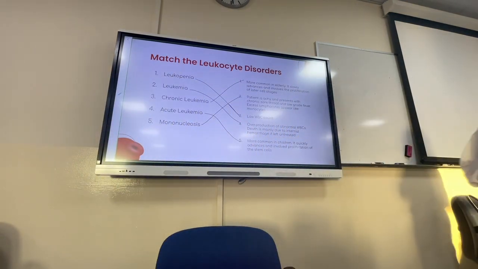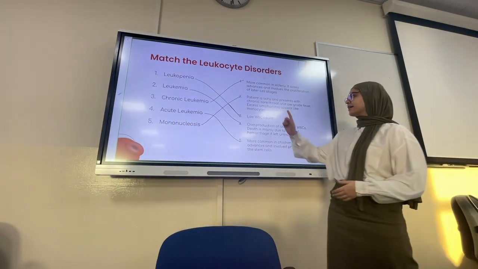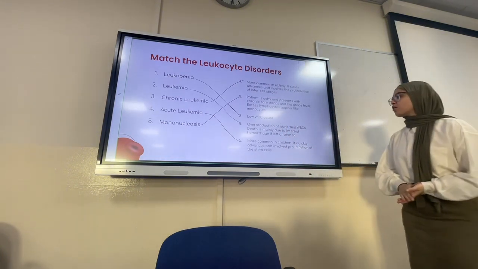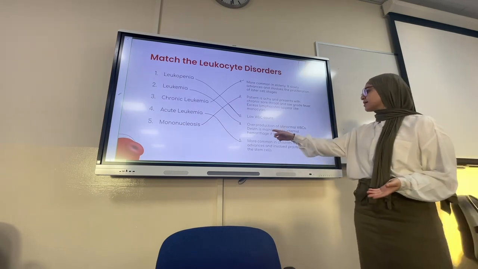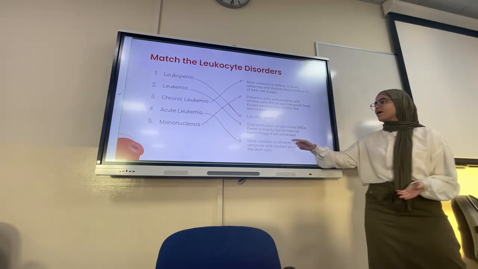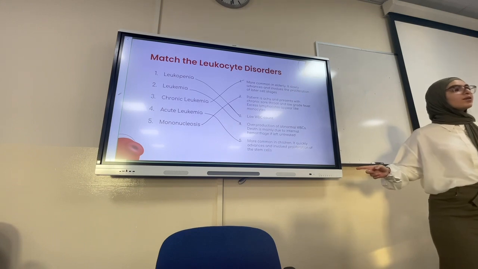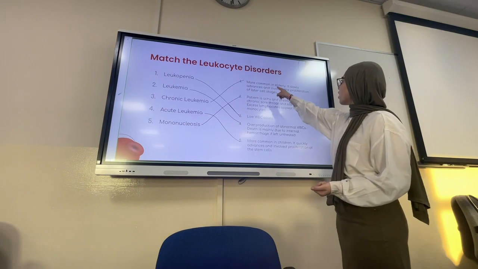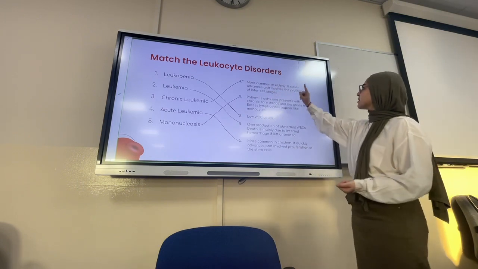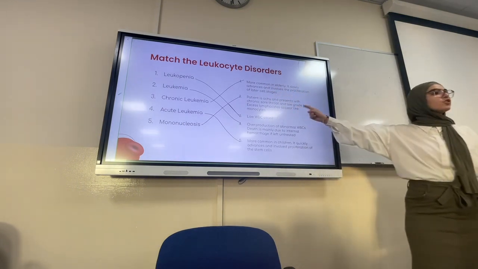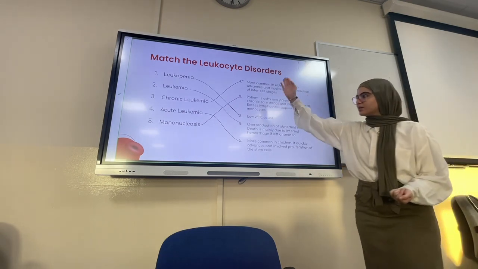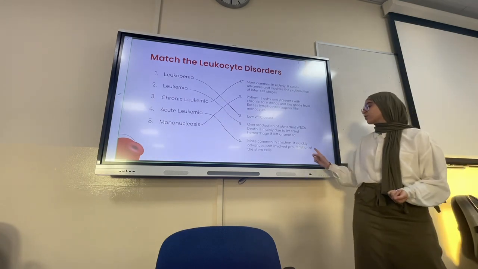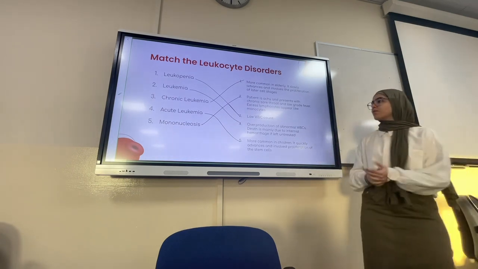Okay, awesome. Let's check. So, leukopenia, do we all agree that's low white blood cell count? Perfect. Leukemia, overproduction of abnormal white blood cells. Death is mainly due to internal hemorrhage if left untreated. Do we agree? Perfect. Chronic leukemia. More common in elderly, it slowly advances and involves proliferation of later cell stages. Do we agree? Perfect. Acute leukemia would be the opposite, more common in children, quickly advances and involves proliferation of the stem cells. Agree? Perfect. What do we have left?